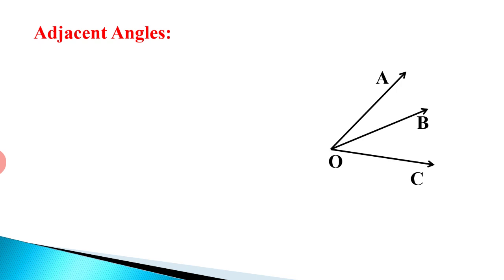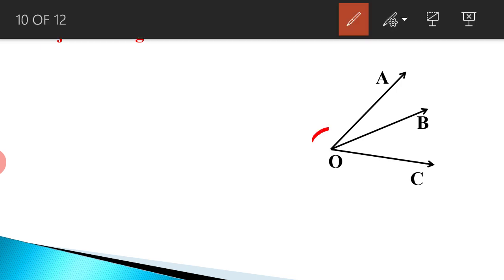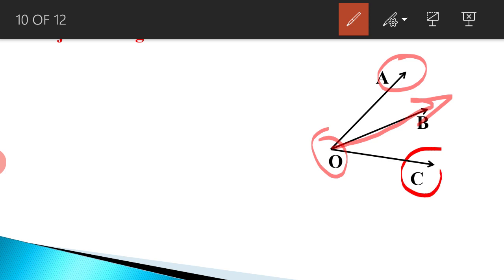What are adjacent angles? So again they are a pair. This particular pair of adjacent angles has two angles which have a common vertex, a common ray, and the non-common arms lie on different sides of the common ray. If these three conditions are satisfied, then those two angles are called adjacent angles. Are you getting it?